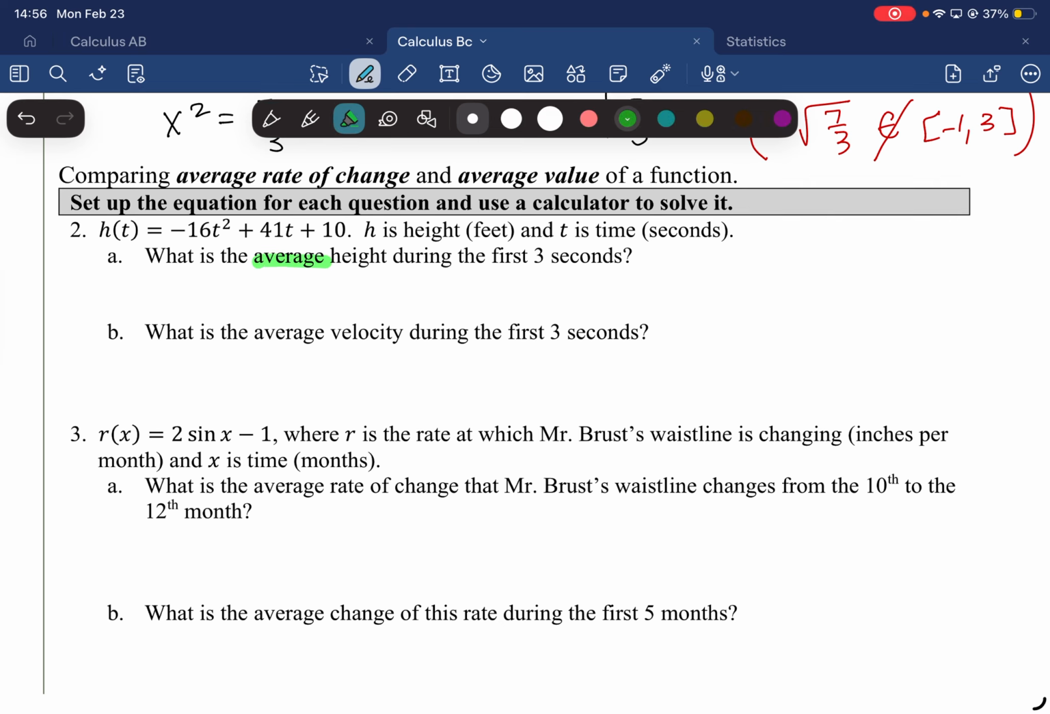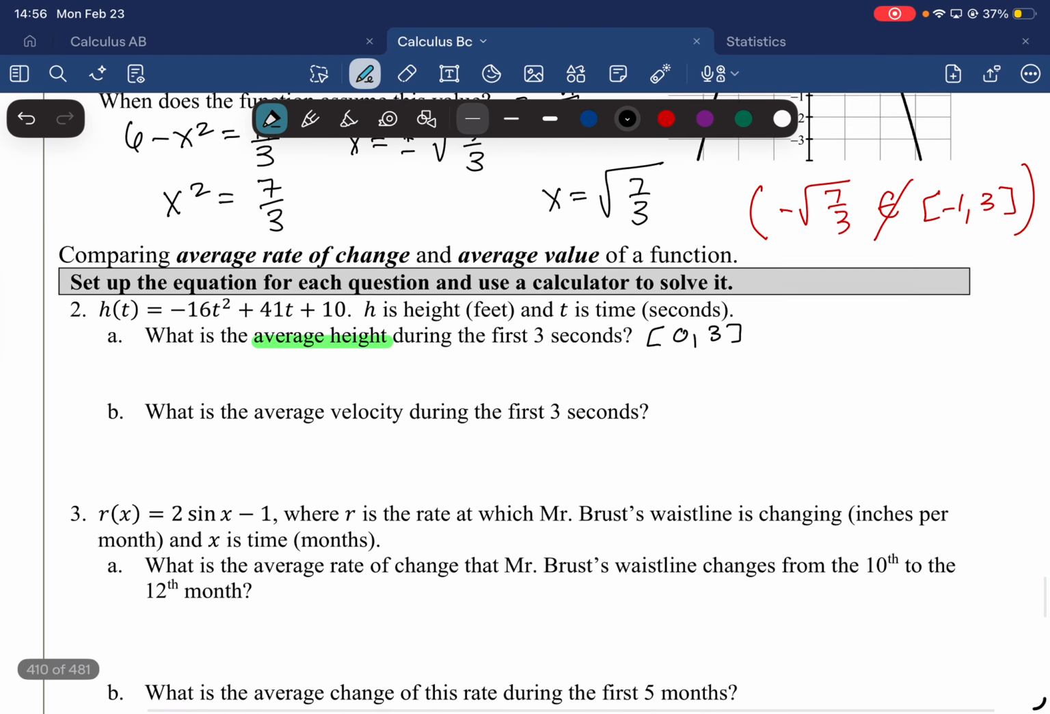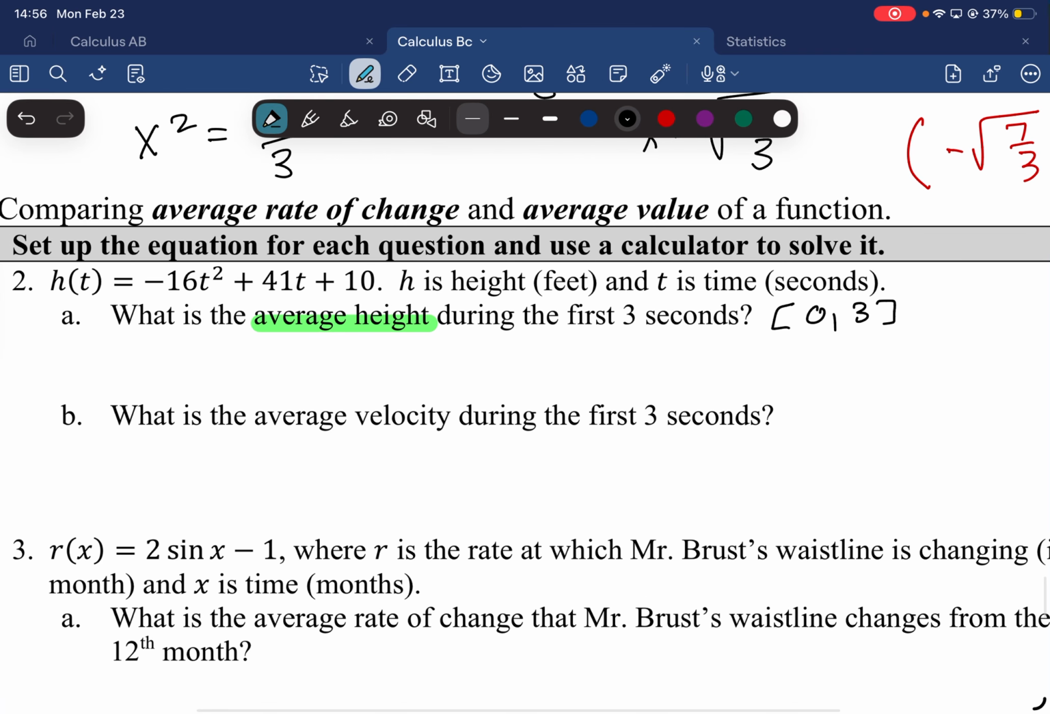Okay, so average height, that means we're going to be using the formula from above. And first 3 seconds tells us that this is the interval from 0 to 3. So I'm going to plug this in. I have 1 over 3 minus 0 times the integral from 0 to 3 of h of t, so -16t squared plus 41t plus 10 dt.